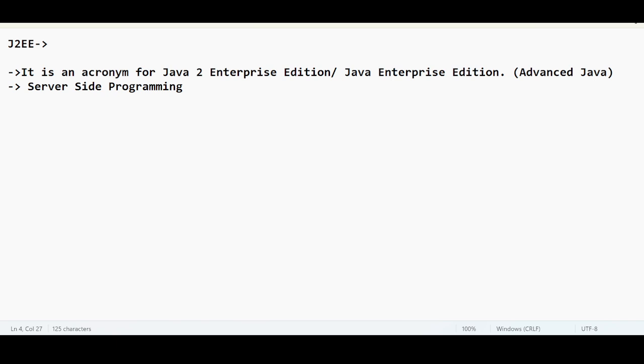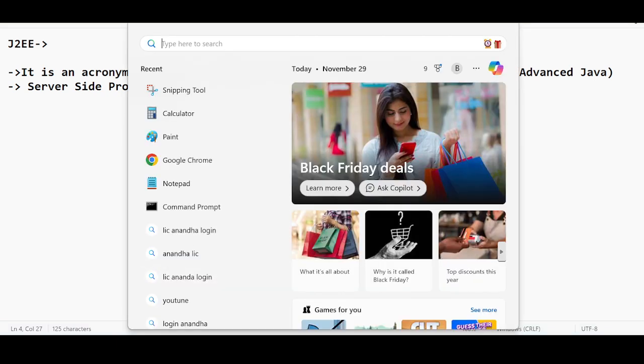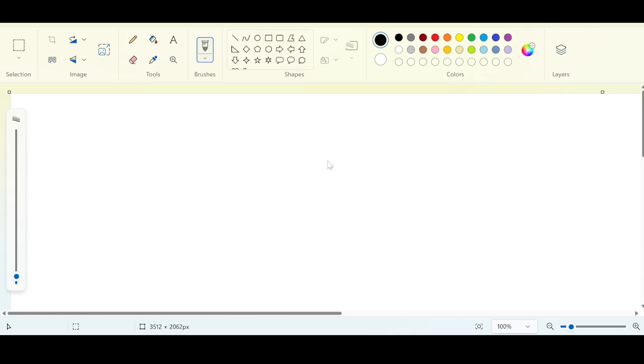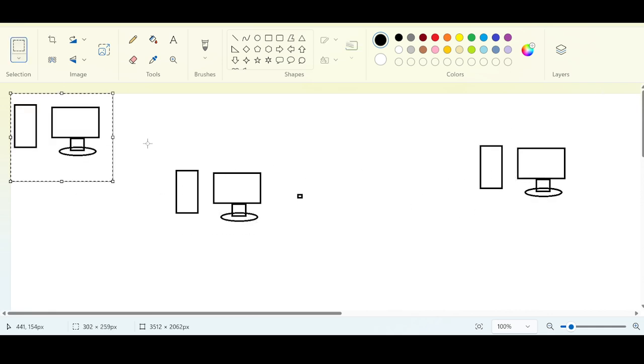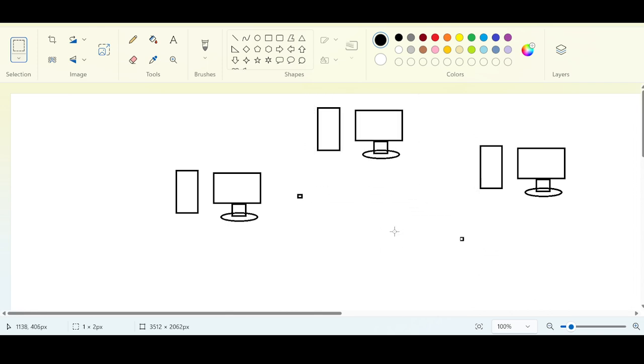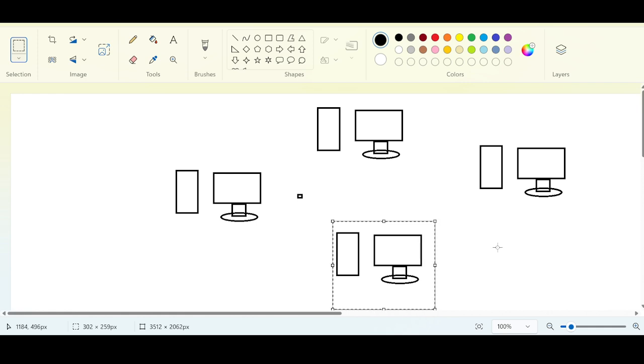Okay. What does it mean, sir? When I say server side programming, what does it really mean? How is it helpful for us to understand J2EE, server side programming, Java 2 Enterprise Edition? Let us say that I have these systems, guys. I have my own laptop. This is my desktop. Let me take 4 desktops.